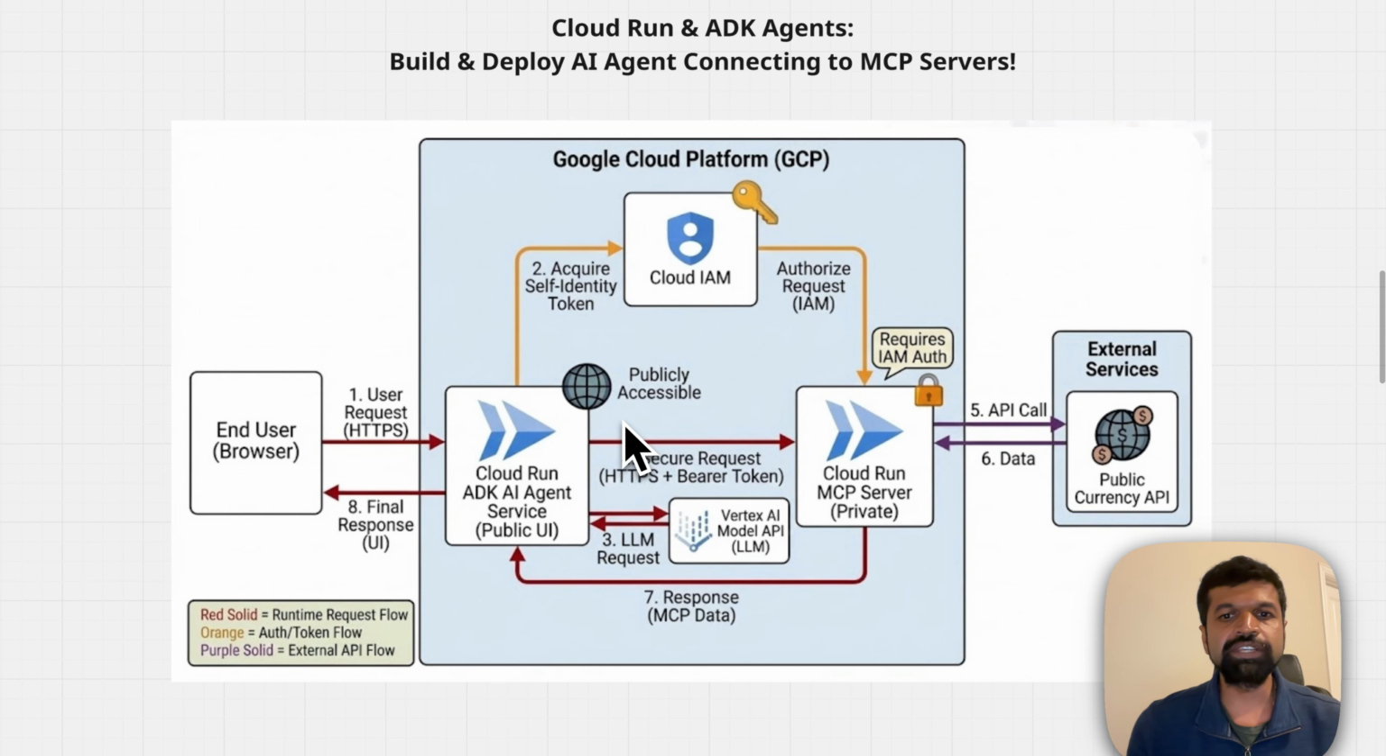All right, as we've seen, we have built the full chain here. An end-user-facing AI agent and an MCP server, both running on Cloud Run, and crucially, the AI agent communicating securely with the MCP server. That's it for this session.